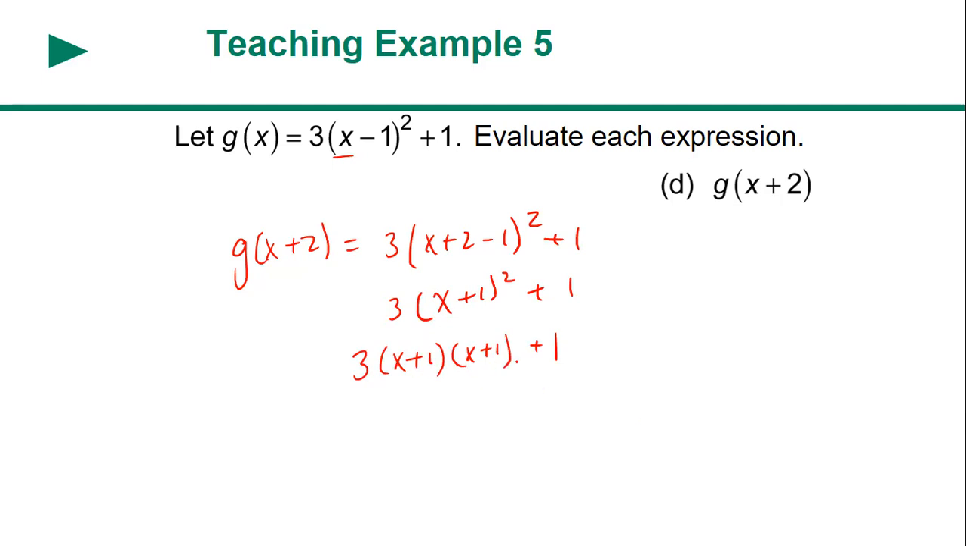In the middle, I'm going to use a quote-unquote FOIL. So that's going to give me 3 parentheses, x squared plus 2x plus 1. How did I do that so quickly? Because all I did was, what's 1 plus 1? What's 1 times 1? 1. We reverse factor, right? We multiply. Now I'm going to distribute and combine. So when I distribute, I have 3x squared plus 6x plus 1 plus 1.